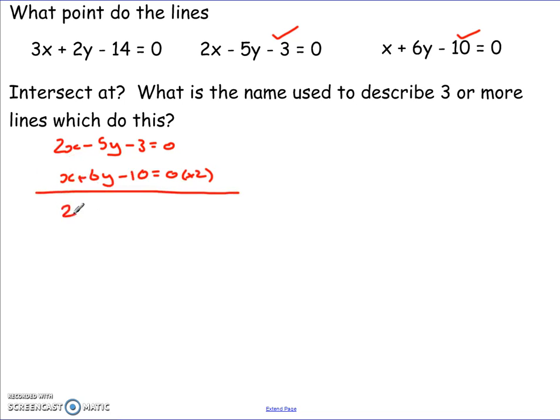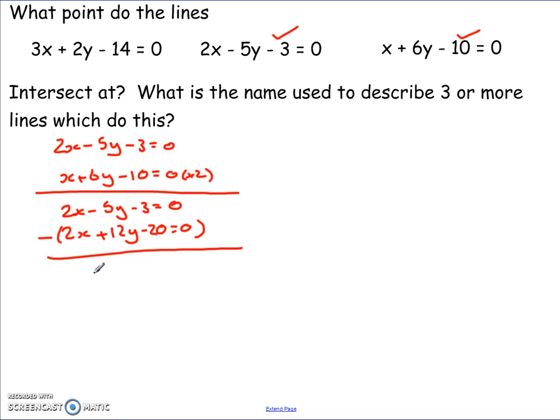So let's do that. Top equation stays the same, 2x minus 5y minus 3 equals 0. Bottom equation becomes 2x plus 12y minus 20 equals 0. So I've got them like that. I can treat it as a simultaneous equations sum. Both got the same sign, so we subtract to get rid of them. 2x take away 2x is nothing. Negative 5y take away 12y gives me negative 17y. And negative 3 take away negative 20 is the same as negative 3 plus 20, which gives me plus 17 equals 0. Solving an equation like this, you get negative 17y equals negative 17, so y is equal to 1.